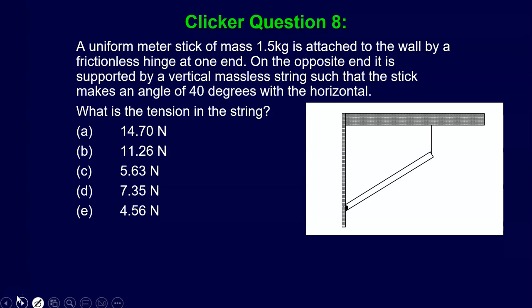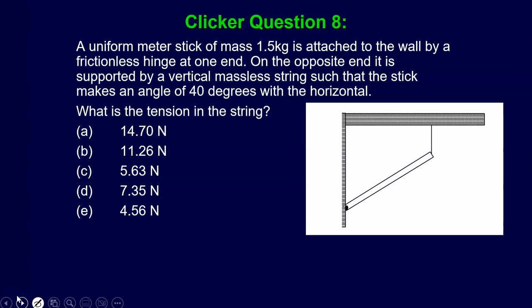A uniform meter stick of mass 1.5 kilograms is attached to the wall by a frictionless hinge at one end. There's a hinge on the one end over there. The opposite end is supported by a vertical massless string such that the stick makes an angle of 40 degrees with the horizontal. It's always good to work through these together. So take a second and try to figure out this question, which could be a quiz style question or exam. What is the tension in the string?